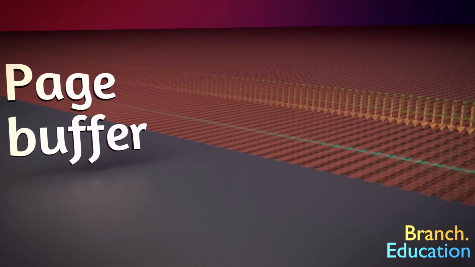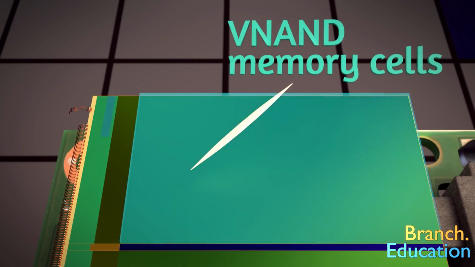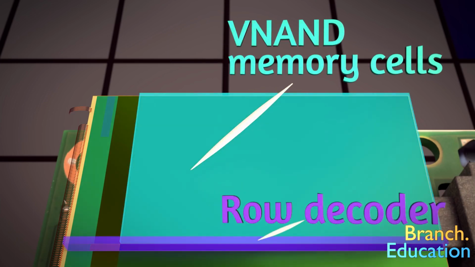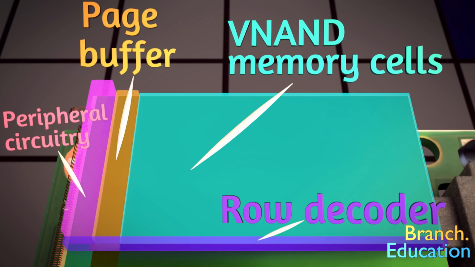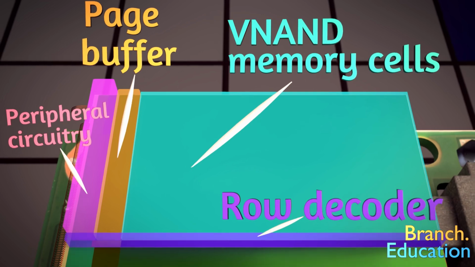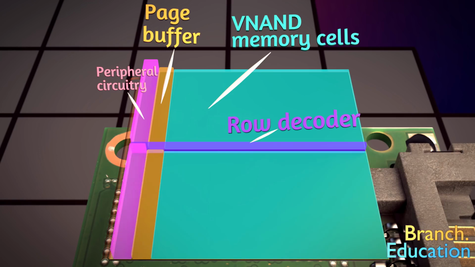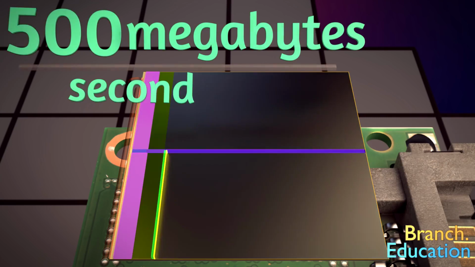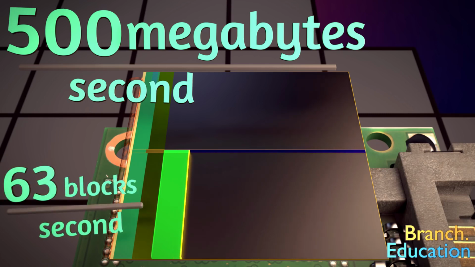Let's transition to see what an overall chip might look like. Here we have the arrays of 3D memory cells, the row decoder, and the page buffer at the bottom. Additional peripheral circuitry can be found here for supporting the chip. In order to fit more capacity, engineers copied this layout onto the other side. This chip can read or write at a rate of around 500 megabytes per second. That means that it can read from or write to around 63 blocks every single second.